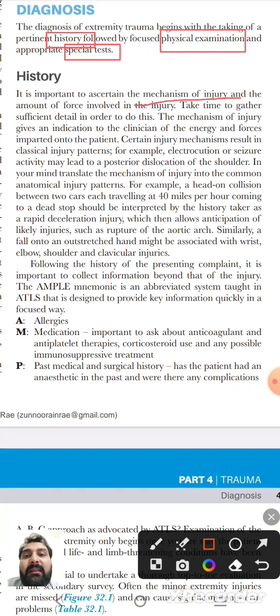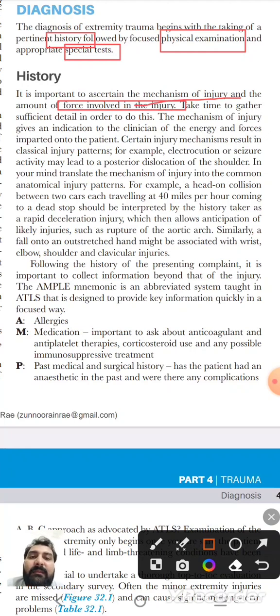And then comes the force involved in the injury. If a huge force dissipates in trauma, there can be multiple injuries. If there is a head-on collision of two big vehicles, there can be multiple injuries. And if the force dissipated is low, there can be only a few injuries. Take time to gather sufficient detail in order to do this. The mechanism of injury gives an indication to the clinician of the energy and forces imparted onto the patient.